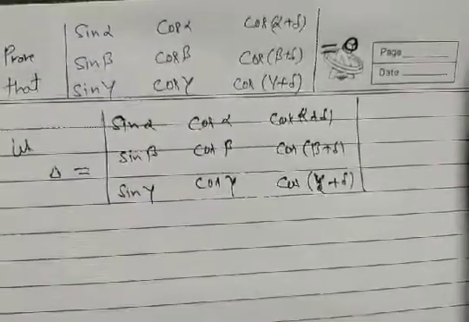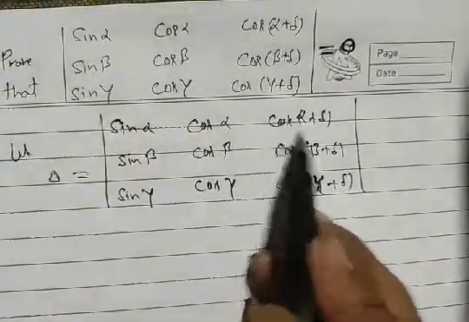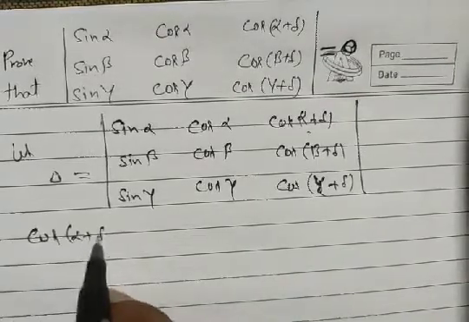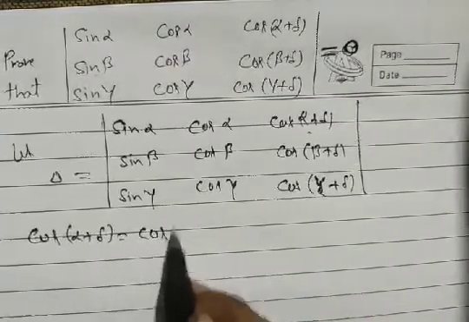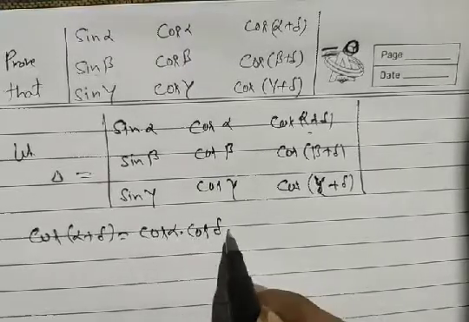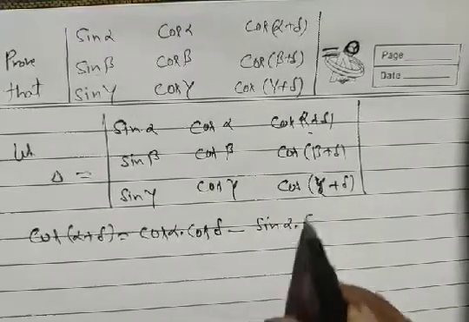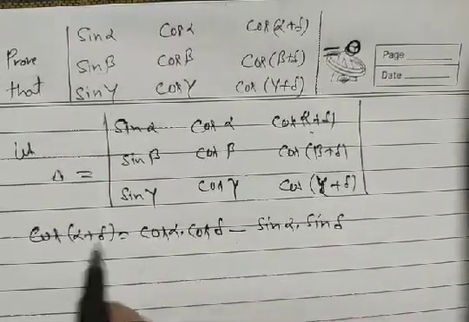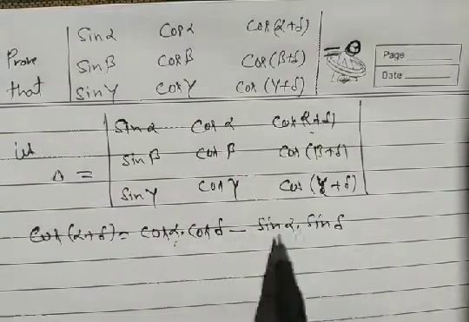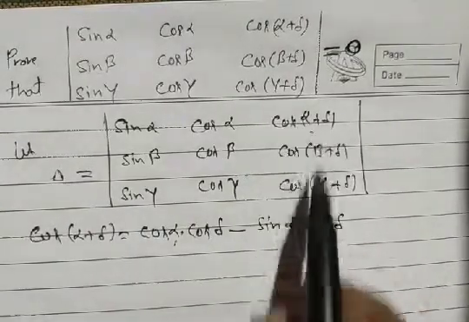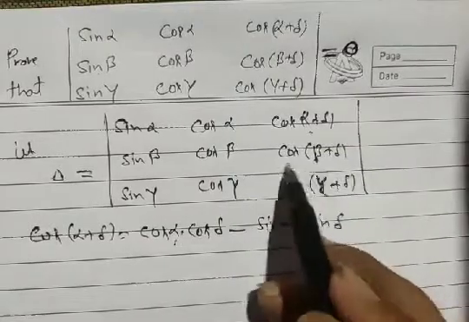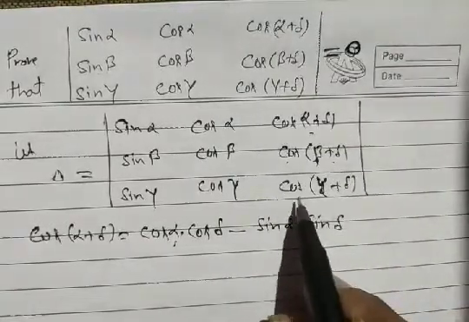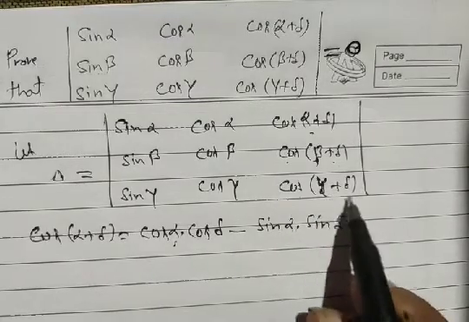Now first of all, look, here we have cos(alpha plus delta). What is cos(alpha plus delta)? We know that its expansion is cos alpha into cos delta, minus sine alpha into sine delta. Now listen carefully. We have cos alpha cos delta minus sine alpha sine delta in our C3. Similarly, it's cos beta cos delta minus sine beta sine delta. Similarly, it's cos gamma cos delta minus sine gamma sine delta.